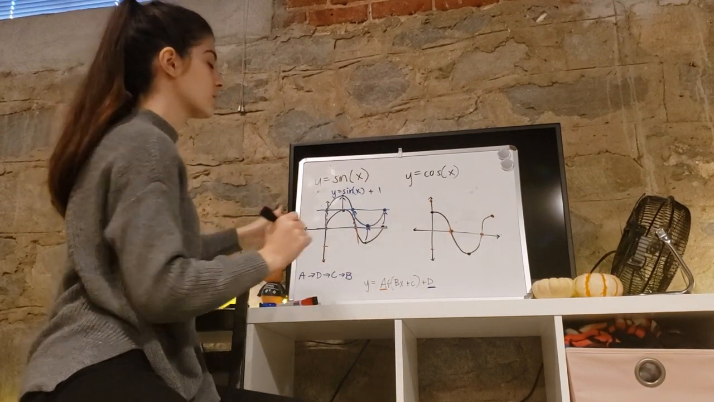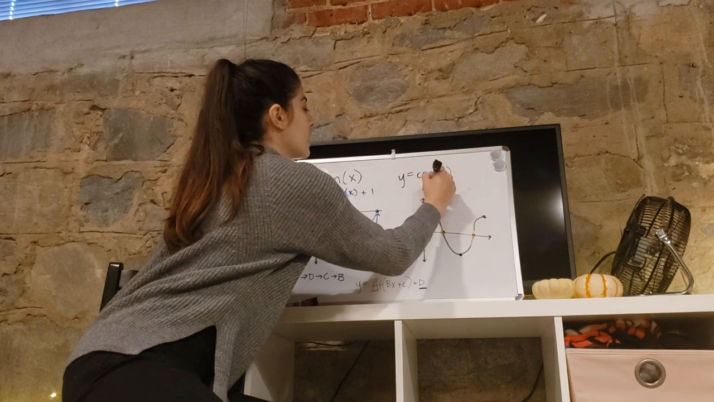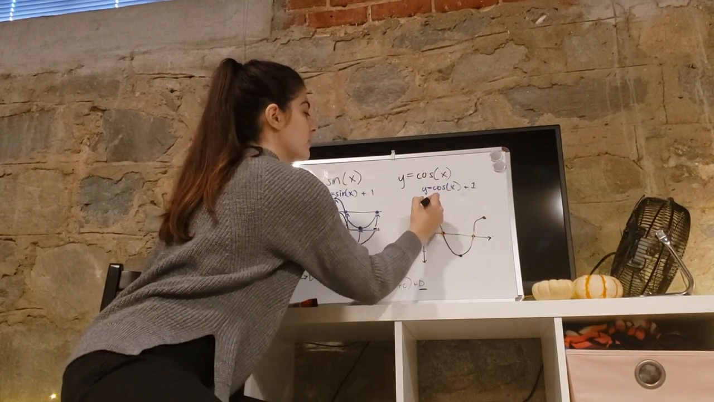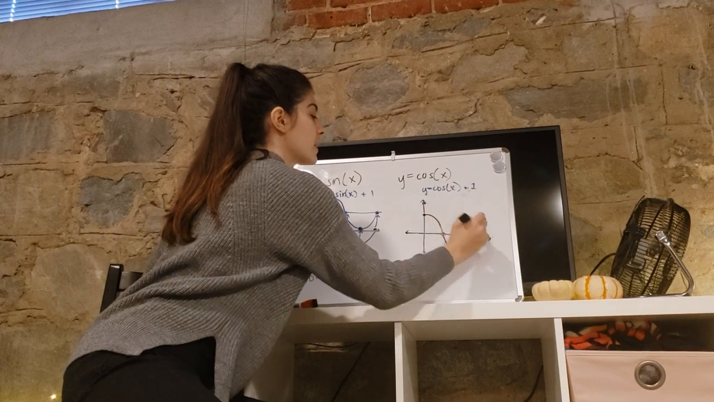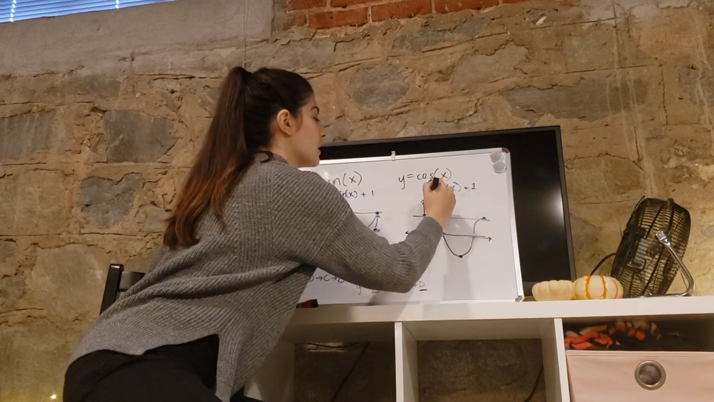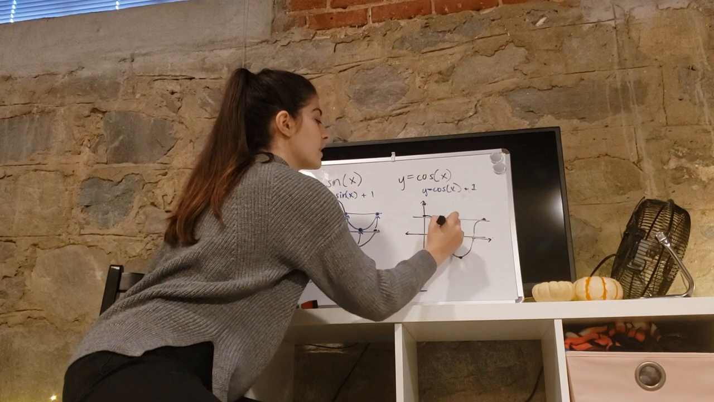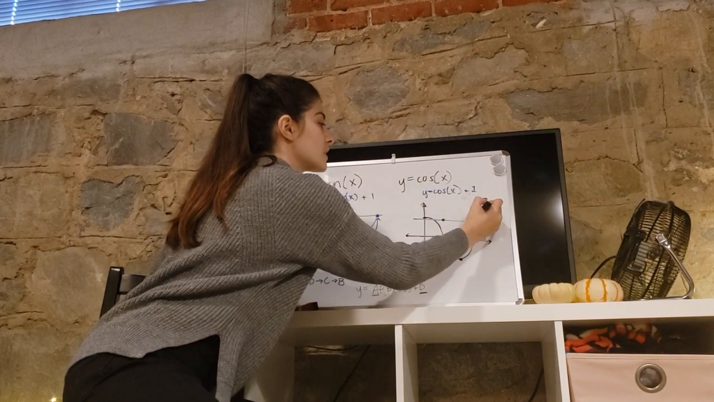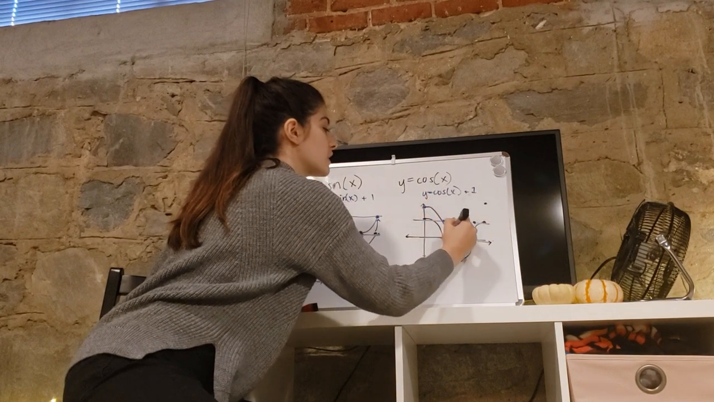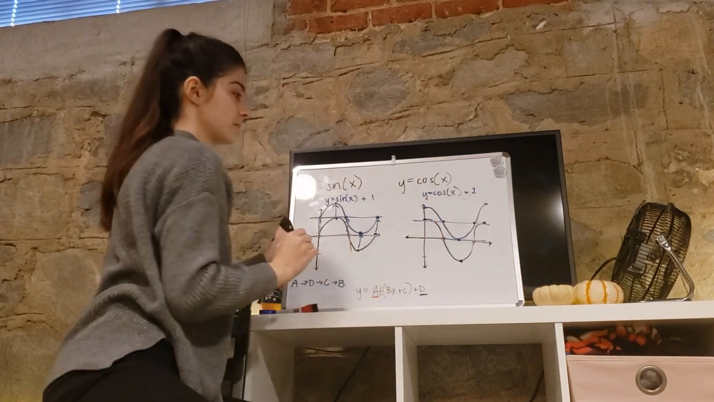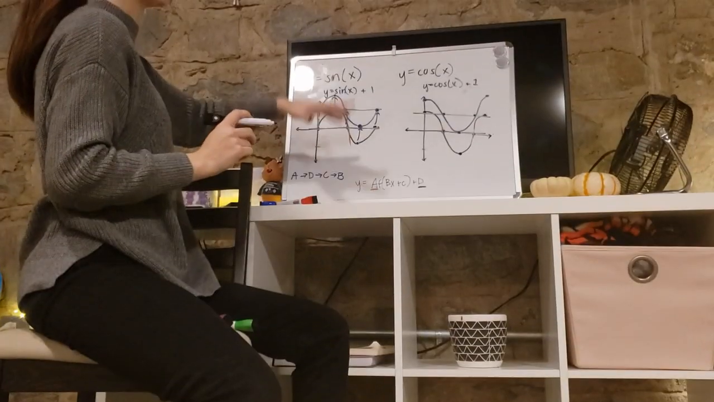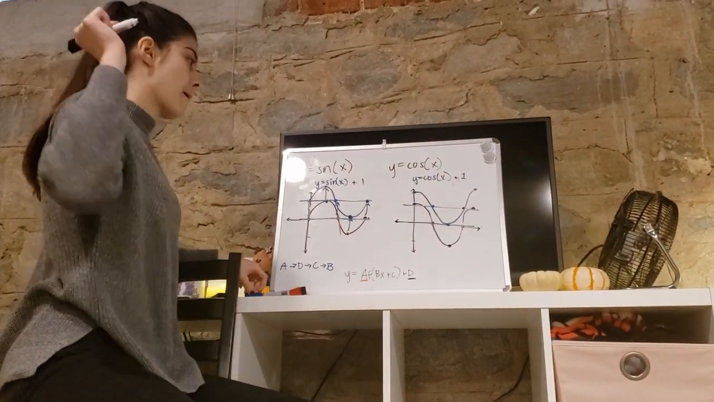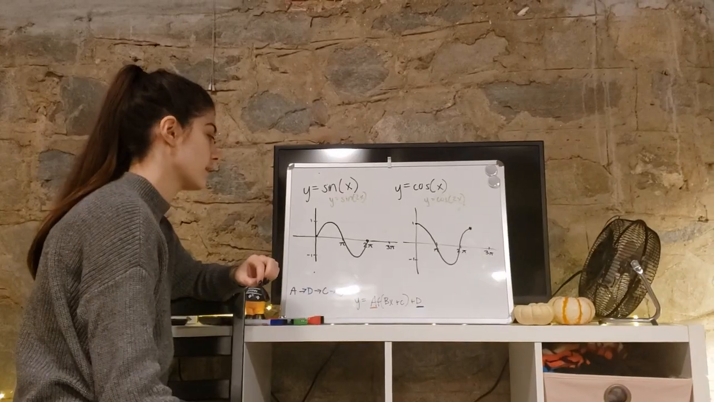Same thing goes with cosine over here. If we have y equals cosine of x plus 1, this entire midline is going to go up, and this point goes up 1 unit, this point goes up 1 unit, this point goes up 1 unit, this point goes up 1 unit. We create something that looks like that. The whole thing has gone up 1. That's what this D at the end means.